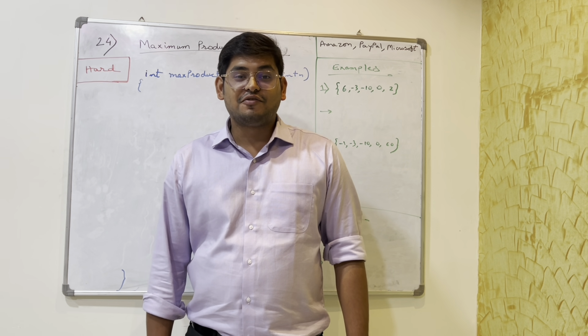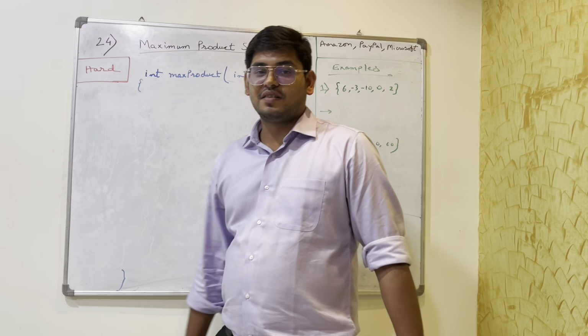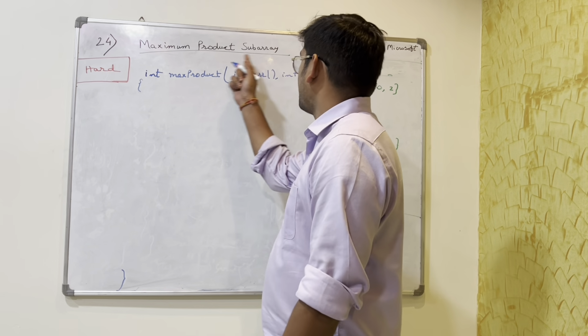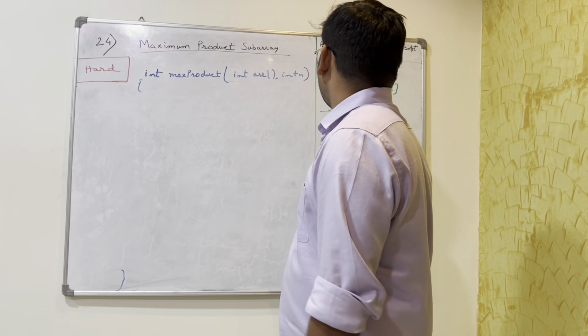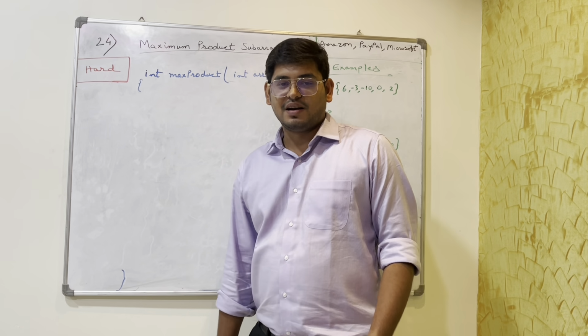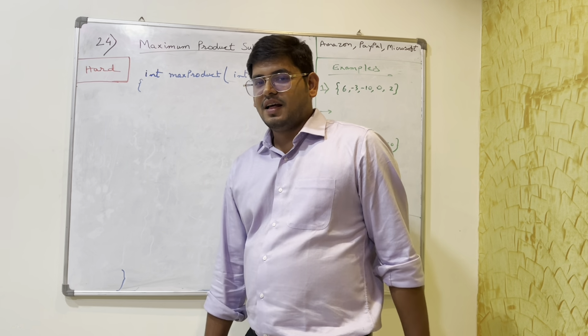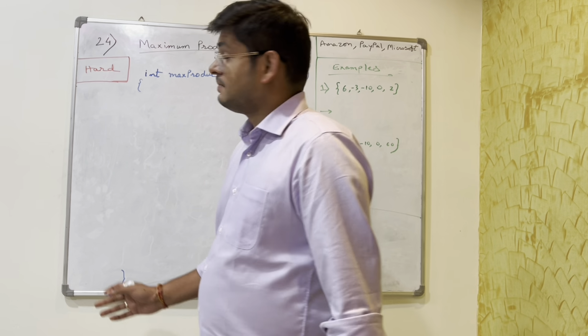Today we are going to solve the 24th question of the problem solving series, which is based on arrays. So let's begin. Maximum product subarray. This question has been asked in Amazon, PayPal, Microsoft and multiple companies, and the difficulty level for this question is medium to hard. So let's begin.